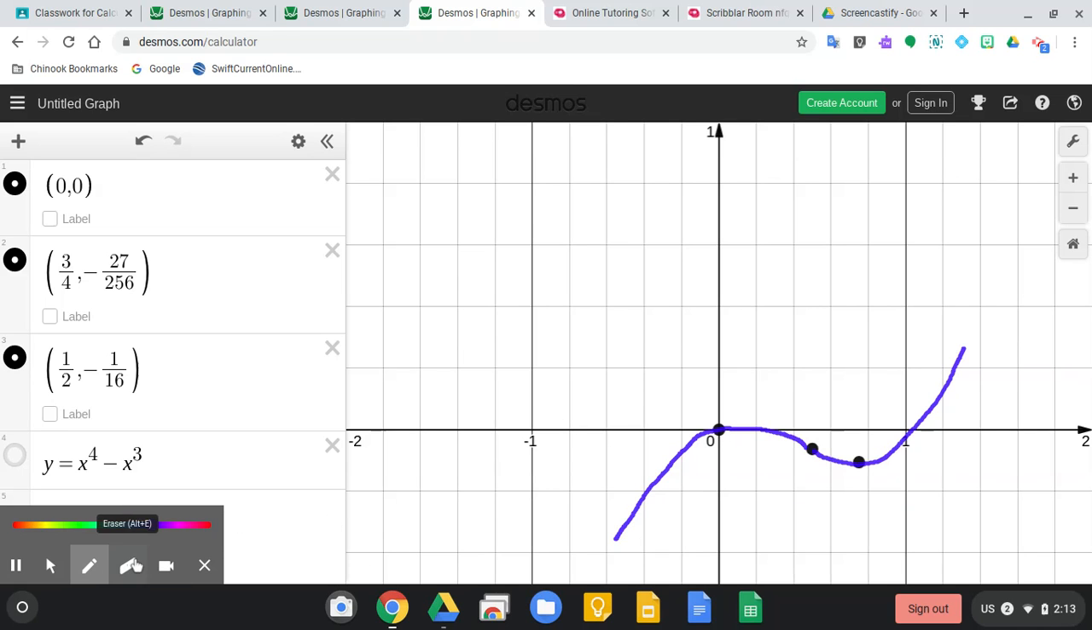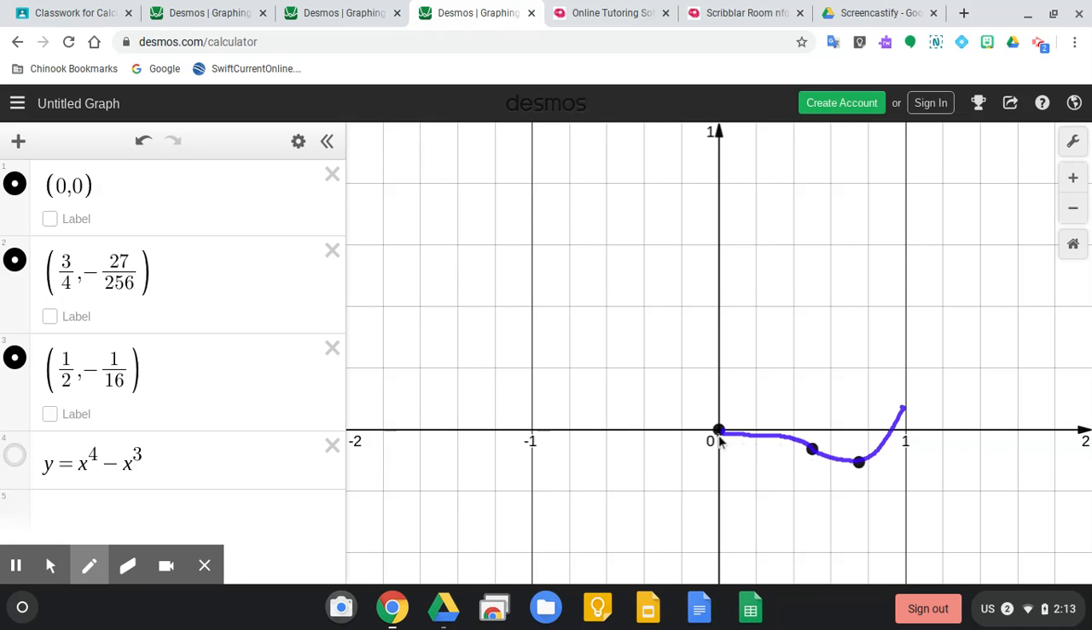So let's change that to my eraser. Let's erase that. So, like I said, this was concave up. This was concave down. And then this switches to concave up again. So if I get rid of those lines and put the actual graph in, there we go. There's our graph.